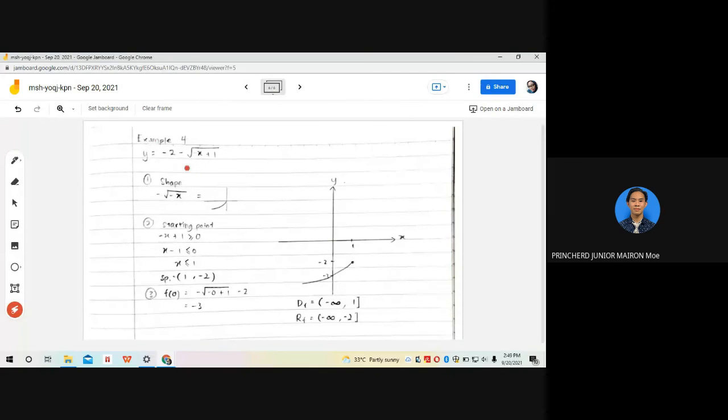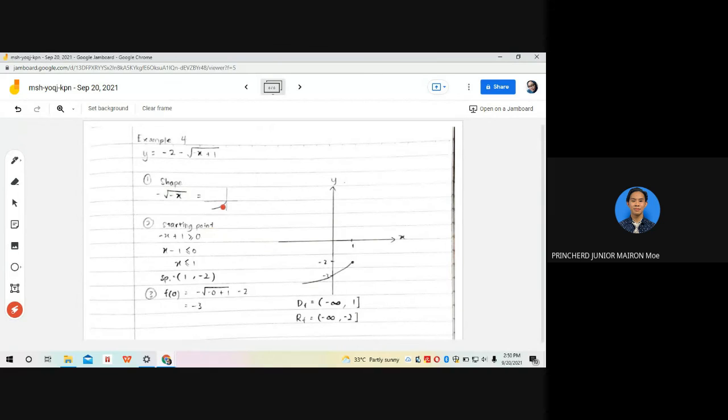And the question states that y is equal to negative 2 minus the square root of negative x plus 1. So the first step is to identify the shape. Since we know that the coefficient of the square root is negative, it will be going down. And the x in the square root is negative, so it will be on the negative region. So the graph will be going down and to the left.